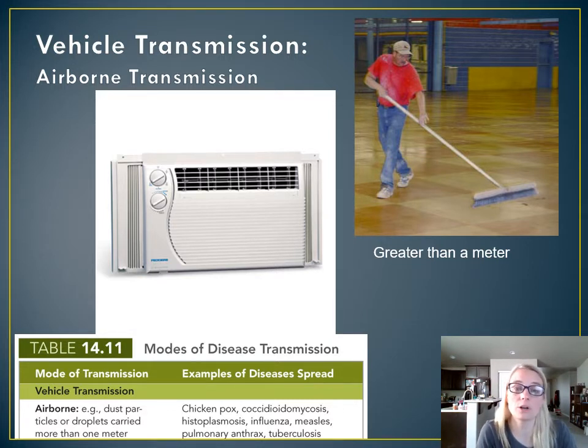I can't tell the future. I'm just talking about what I know now. So for example, things that we know are transmitted by this airborne transmission: chickenpox, influenza, measles, tuberculosis, coccidioidomycosis, which is a fungal infection. So these are things that are transmitted via airborne.